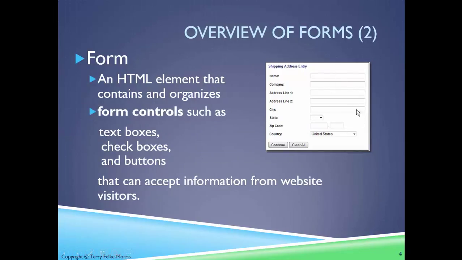So a form is a container. This is a form right here. And actually, probably the shipping address entry is not part of it, but everything else that you see in here is part of the form. So it has 1, 2, 3, 4, 5, 6, 7, 8 fields in it. Of those 8 fields, 5 fields are of type text.